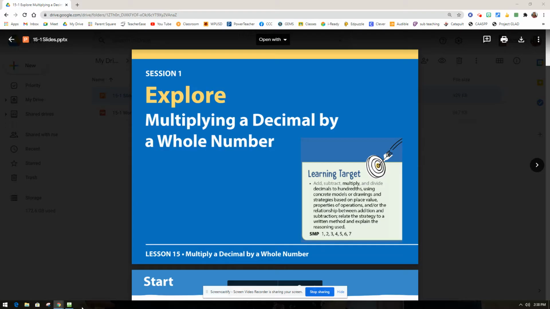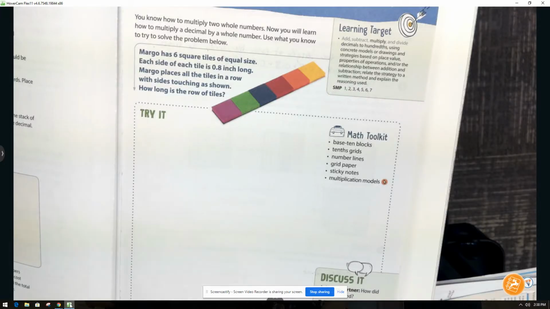We will be exploring multiplying a decimal by a whole number. We are going to be working in our workbook on pages 309 through 312, and we will be exploring strategies that we can use when we are multiplying a decimal by a whole number. So go ahead and turn your Ready Classroom Math workbook to page 309 so we can get started.